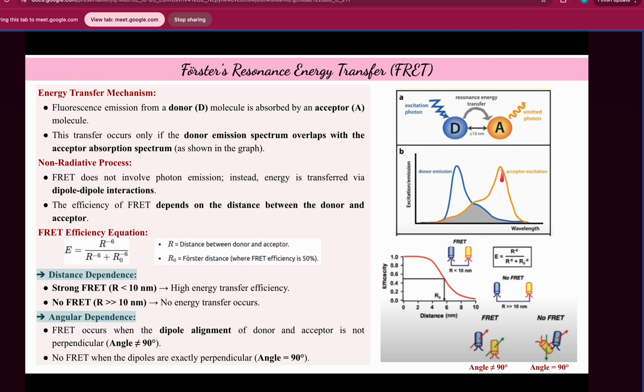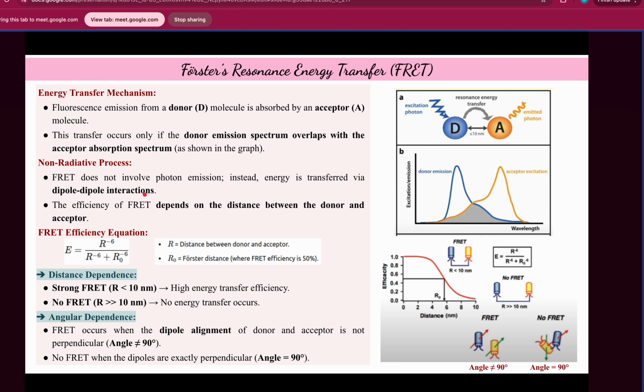In this case, both of their spectra will be plotted. And if there is an overlap, then only this transfer can happen, in which the donor is transferring its energy to the acceptor molecule. So this is a non-radiative process. FRET is a non-radiative process which does not involve photon emission. Instead, energy is transferred by dipole-dipole interactions.